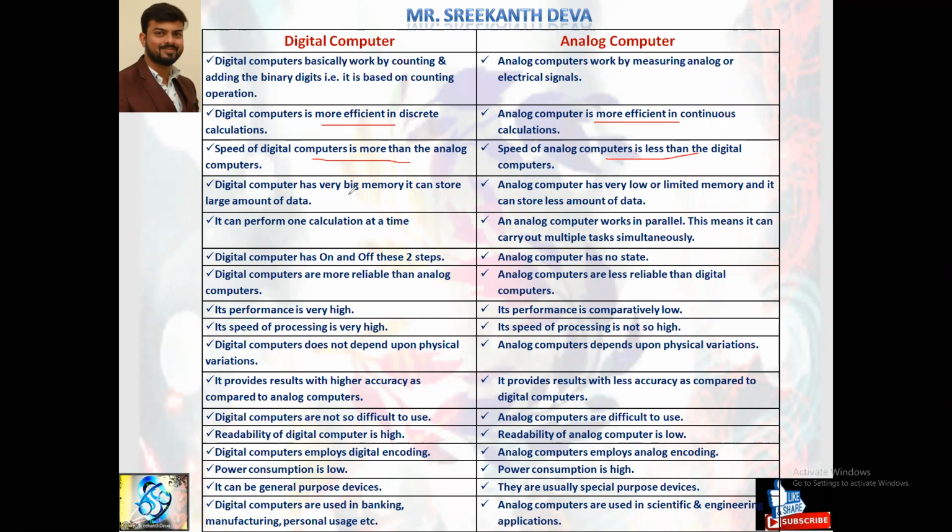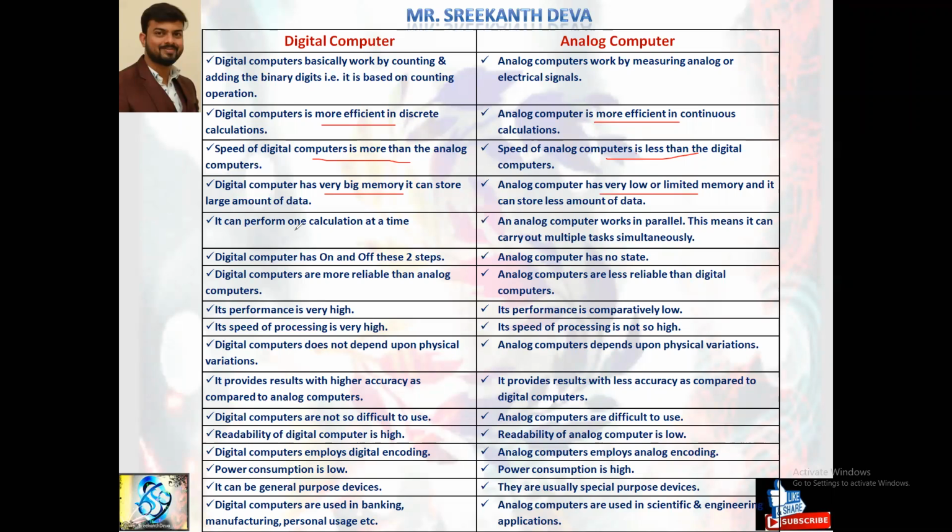A digital computer has a very big memory, so we can store a large volume of data. I already explained in detail about data measurement units like bits, bytes, kilobytes, gigabytes, terabytes, petabytes, exabytes, zettabytes, yottabytes, different types of data measurement units, in the previous video session. So in digital computers we can store a huge volume of data. Coming to analog computers, comparatively they have low or limited memory.